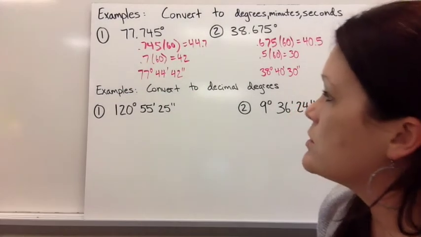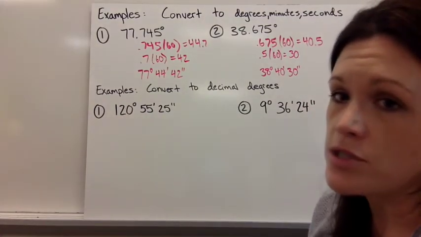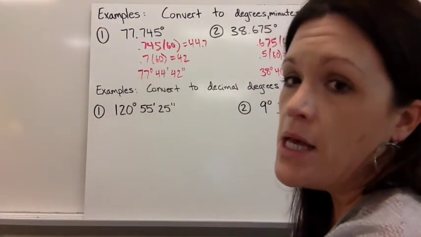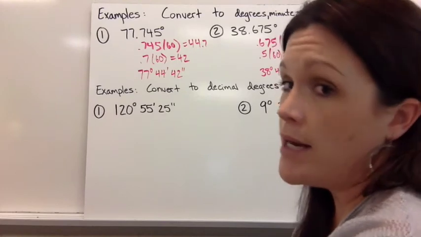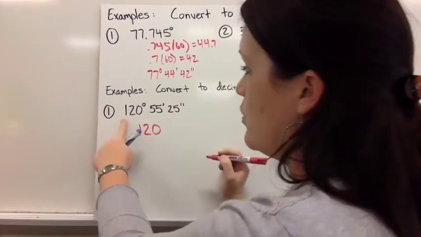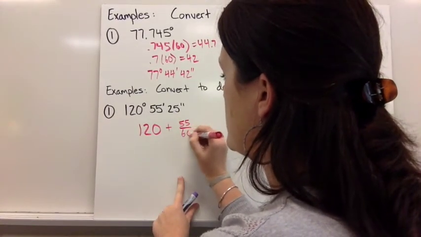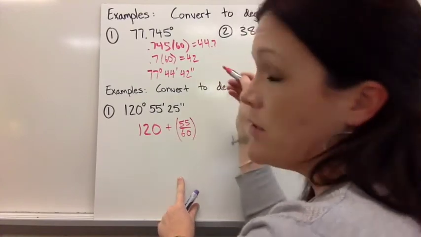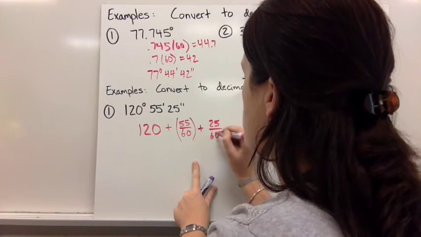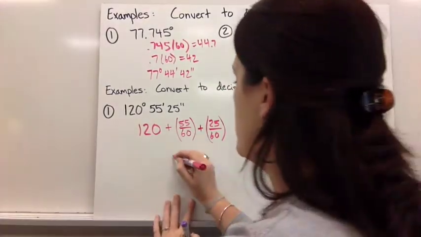Now let's go in the opposite direction. If I have degrees, minutes, and seconds, and I would like to get a decimal degree measure, I just need to do the opposite. So I was multiplying by 60. Now I need to create the decimal by dividing by 60. And so you take the whole number still and leave 120 as a whole number. Then we're going to add 55 divided by 60, which is like the opposite of what we did up at the top, plus 25 divided by 60. And I end up with 121.3 repeating.